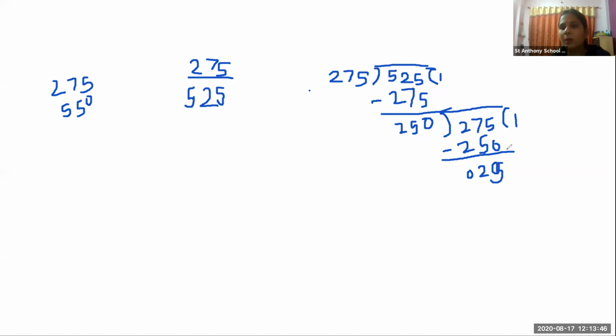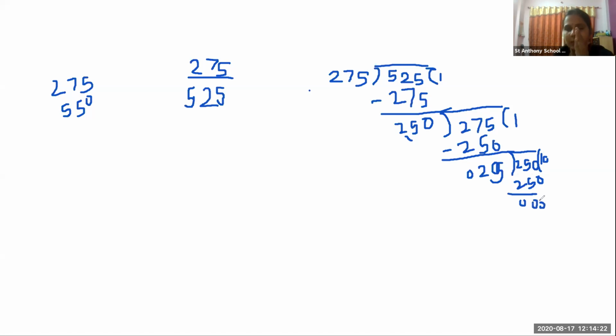Now again, which number will I take over here? This number. So again I will take 250 here. Now I know that 250 divided by 25 gives 10, because 25 tens are 250. So this I have to do till I get 0. Now we will do 2 and 3 more sums again, so that you understand well.